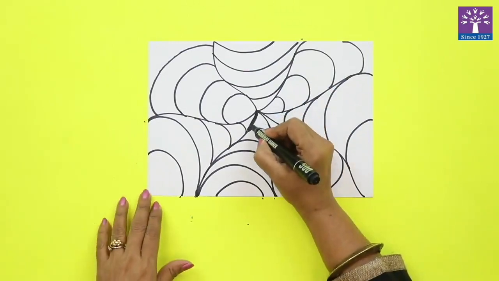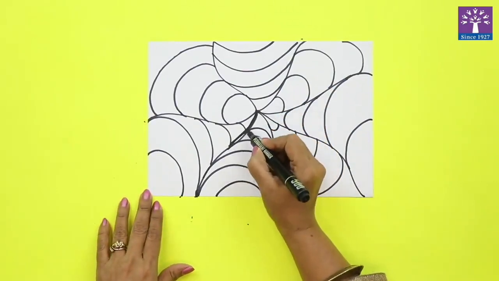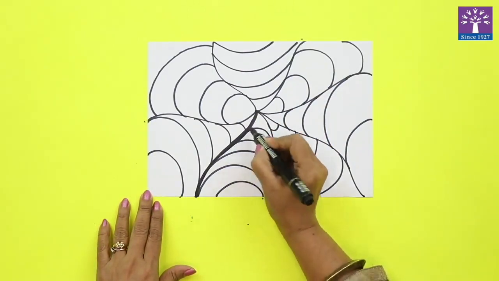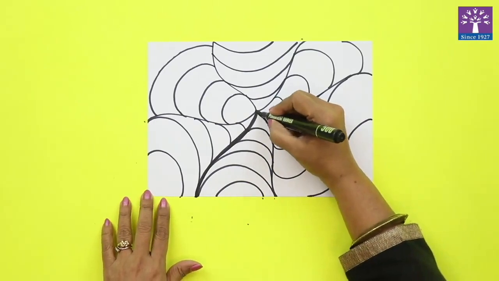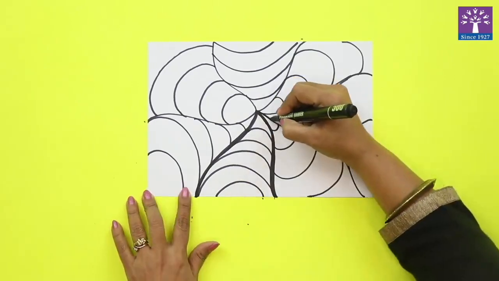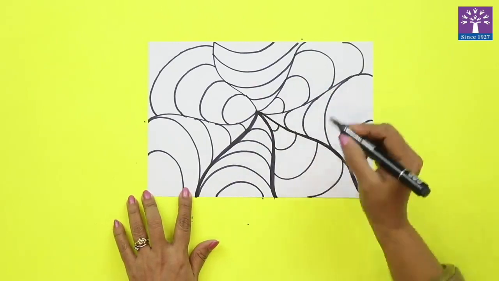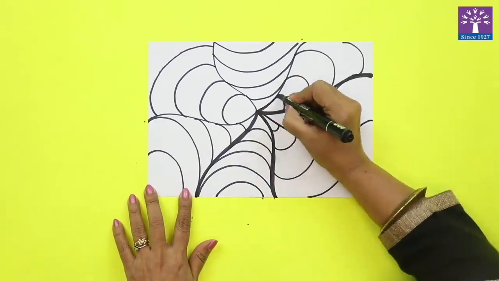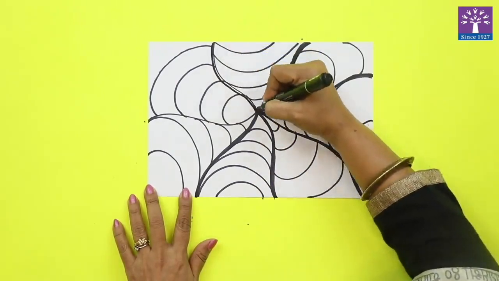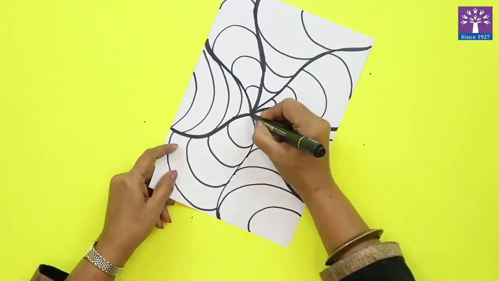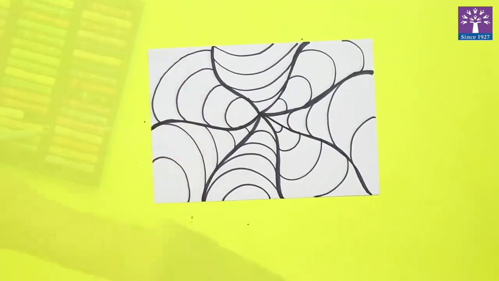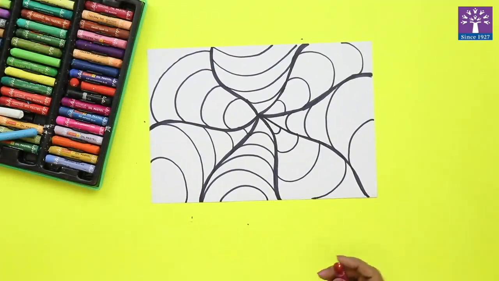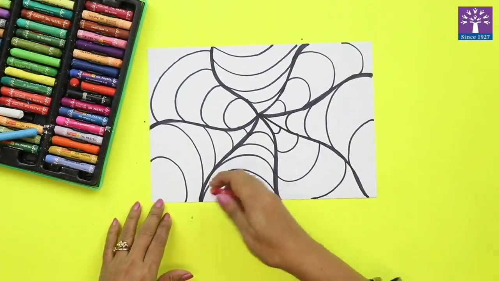We will thicken the 7 lines that we made in the beginning. We'll make them slightly more thicker than all the curved lines. Our optical art drawing is ready. Now we are going to color this drawing.